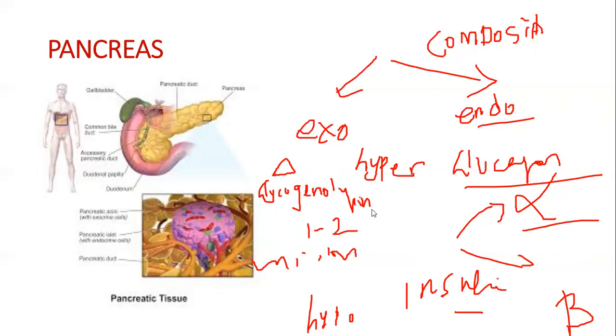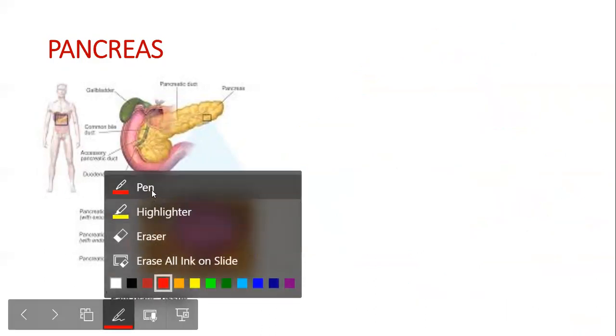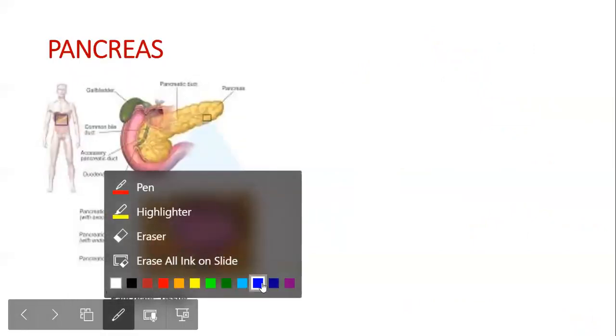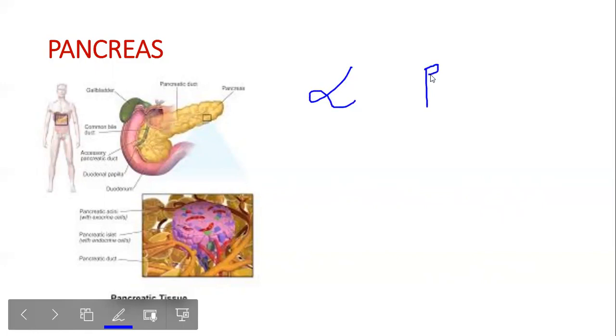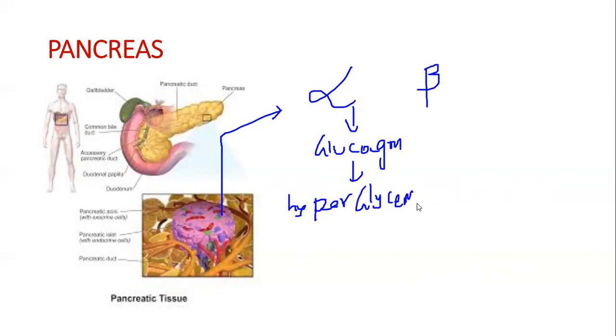Glycogenolysis resulting in increase of blood sugar. Okay, so let me tell again. There is alpha cell and beta cell secreted by the islets of the Langerhans, and alpha cells give glucagon, and this glucagon is called as hyperglycemic hormone. And what is happening here?